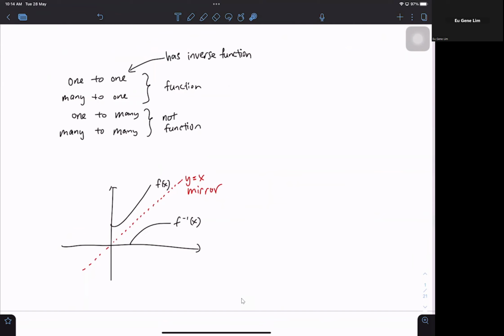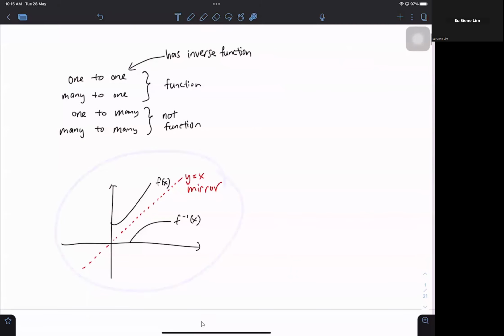Okay, so that's the theory that you just memorize: 1-to-1 relation, many-to-1 relation, 1-to-many relation, many-to-many relation. And then the last one, this one, I just remember.